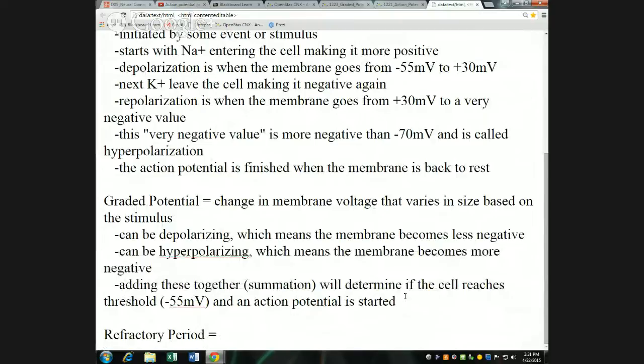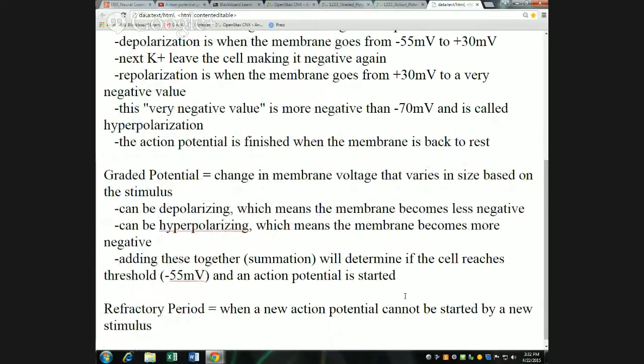This is when a new action potential cannot be started by a new stimulus. Now, there's actually two phases to the refractory period, and what they're talking about in the video there is the absolute refractory period, which means absolutely no new action potentials.